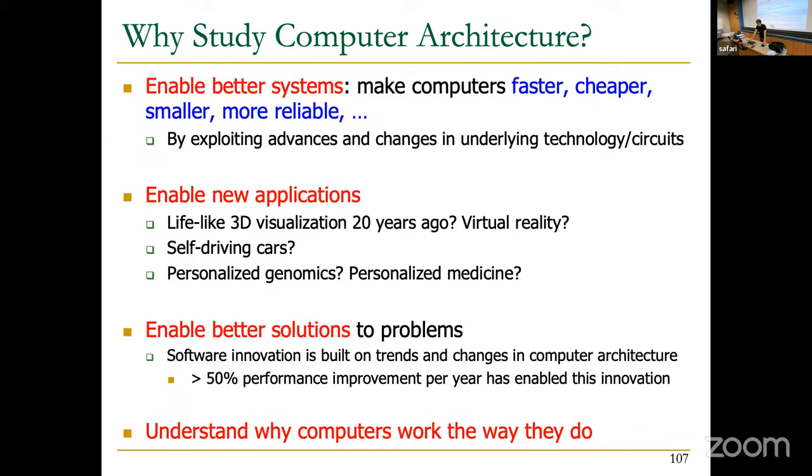More reasons for you to study computer architecture. You can enable better systems, make computers faster, cheaper, smaller, more reliable by exploiting the advances and the changes in circuits and technology. We are talking about new platforms that appear for new applications, but later today and in later lectures, we are also going to talk about new technologies, even new materials that can be used to make computation more efficient. We can enable new applications. There are many different examples. For example, 3D visualization was probably pretty challenging to do with machines from 20 years ago, or self-driving cars, or personalized genomics, for example, in the area of self-driving cars and on artificial intelligence and deep neural networks.